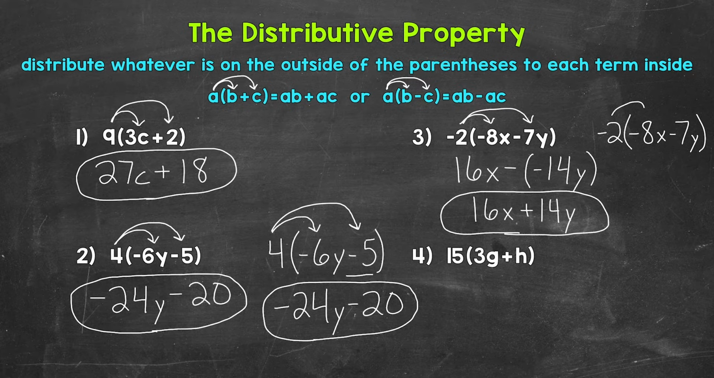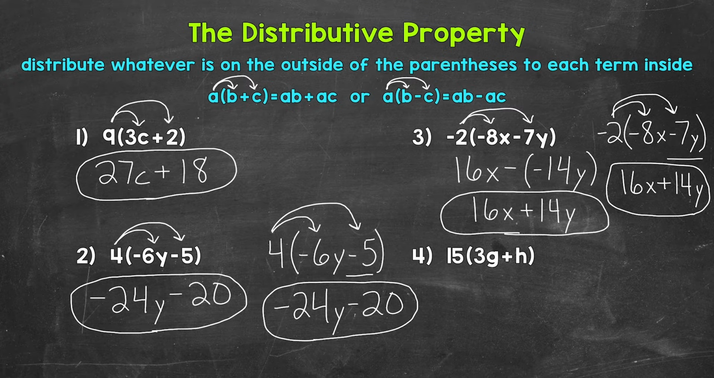And then we can distribute that negative 2 to the negative 8x. And then we can distribute that negative 2 to the negative 7y. So we are including that sign in front of the term. Negative 2 times negative 8x gives us 16x. And then negative 2 times negative 7y gives us a positive 14y. So plus 14y. So we get the same thing there as well.